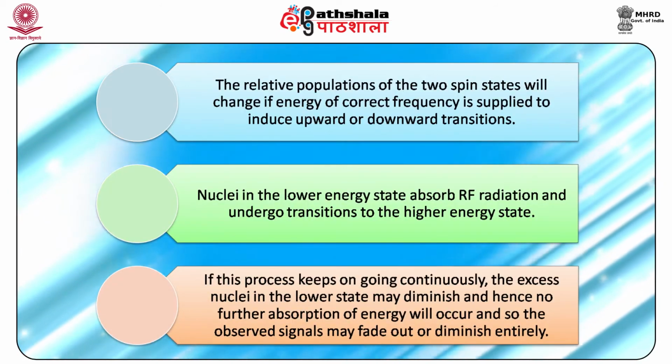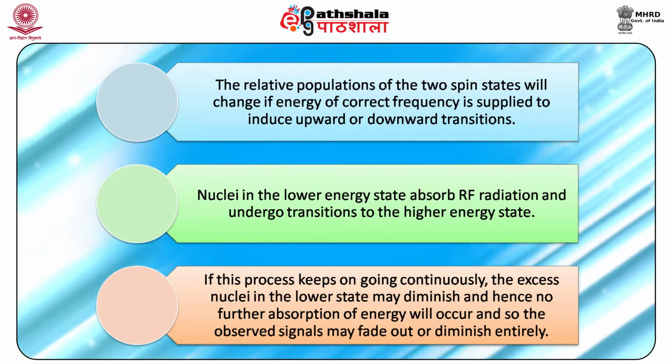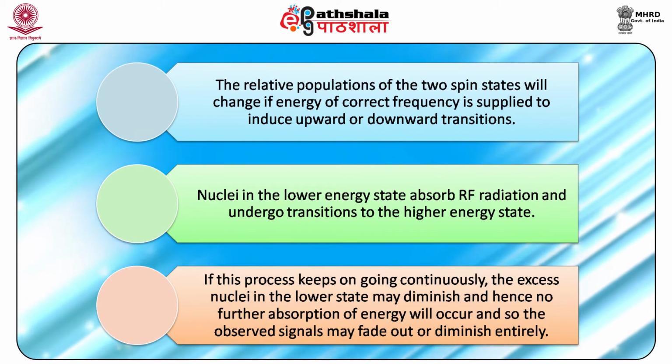It is important to note here, students, that the energy difference between the two energy states is very small even with a large externally applied magnetic field. Because the energy difference is so small, the population of nuclei in the two states is nearly equal. However, the lower energy state always has a slight excess population over the higher energy state. The relative population of the two spin states will change if energy of the correct frequency is supplied to induce upward or downward transitions.